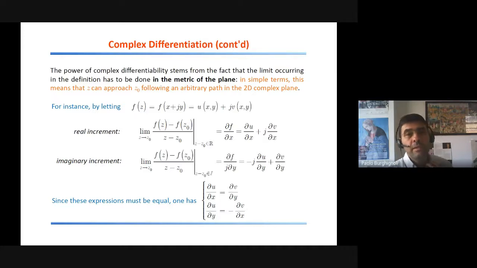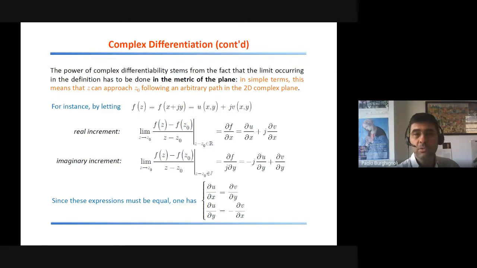Now, the power of complex differentiability, and the difference with respect to the real case, is that the limit we have just mentioned is now a limit to be performed in the metric of the plane. So we are moving in the complex plane, real axis, imaginary axis, and you should approach the point z0. You are free to approach the point z0 from any direction in this plane. This gives us all the power of differentiability in the complex plane.